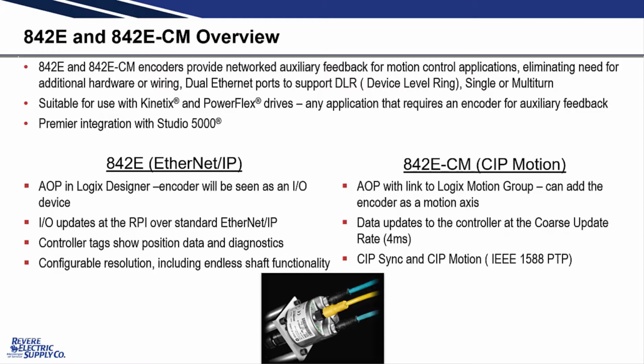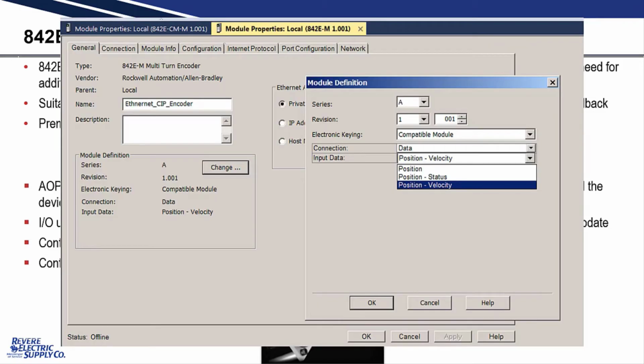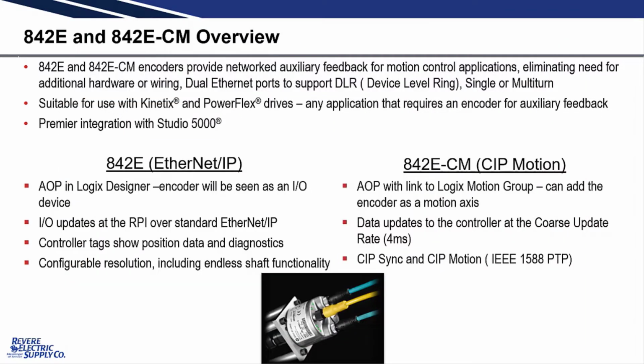Ethernet data is read in as tags into the project. Scaling can be done in the module properties. It gives you position over Ethernet by default, but you can also get velocity over Ethernet if selected on the General tab under the module definition.